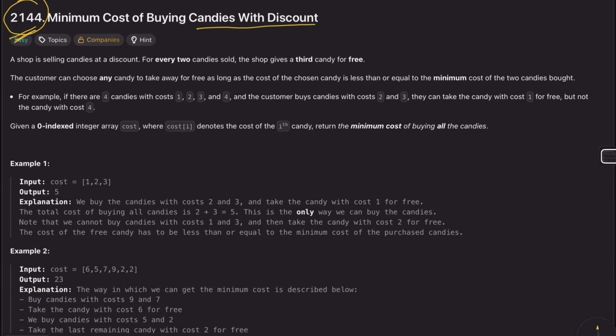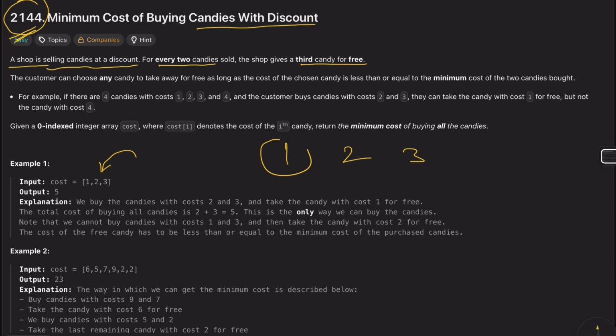Okay, so the question says that we are given the cost of the candies in an array, as 1 2 3, you can say here, right? And there is a shop that is selling the candies at a certain discount, and the discount is that for every two candies you buy, they will give you a third candy for free. Let's suppose we have 1, 2 and 3.